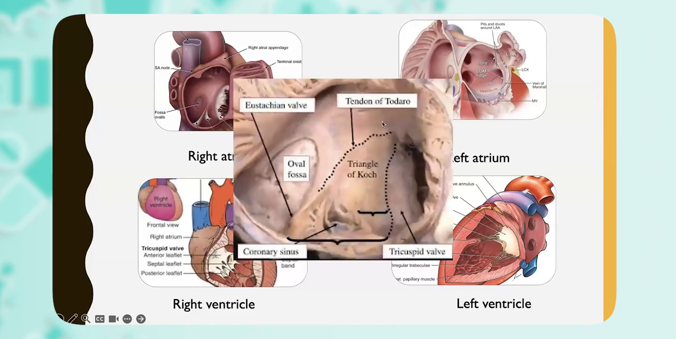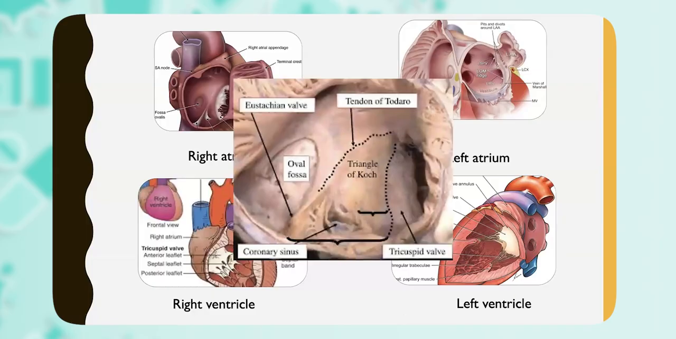Now, I want to talk about the triangle of Koch. Can anybody say what is the importance of the triangle of Koch? What lies in here? This is an imaginary triangle. Nobody has drawn a triangle. This is an imaginary triangle. There's an important structure that lies here. It is the AV node, atrioventricular node.